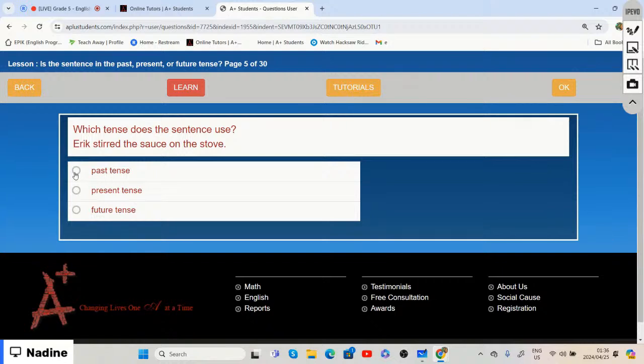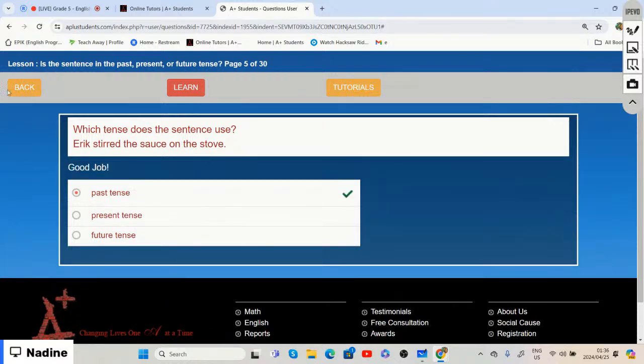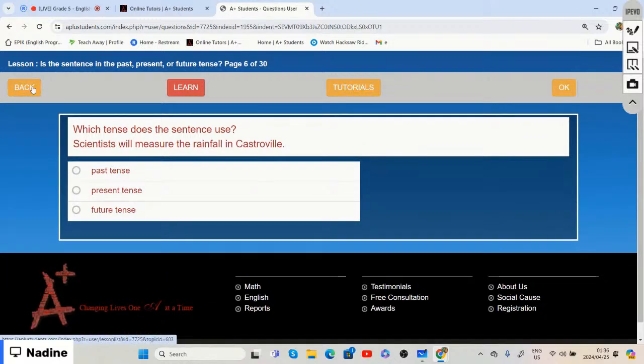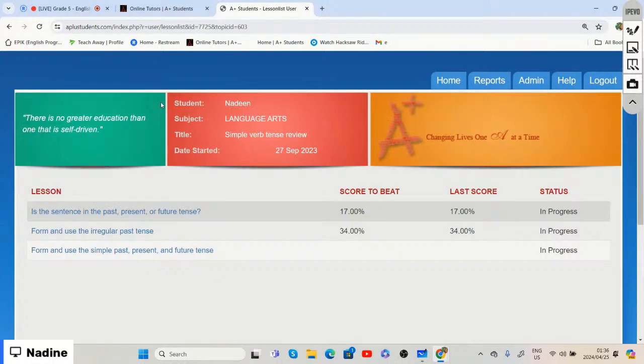All right. And if we look at the correct verb, we're going to say it's in the past because it's stirred, right? All right. So well done. Past tense is correct. Option one is correct.